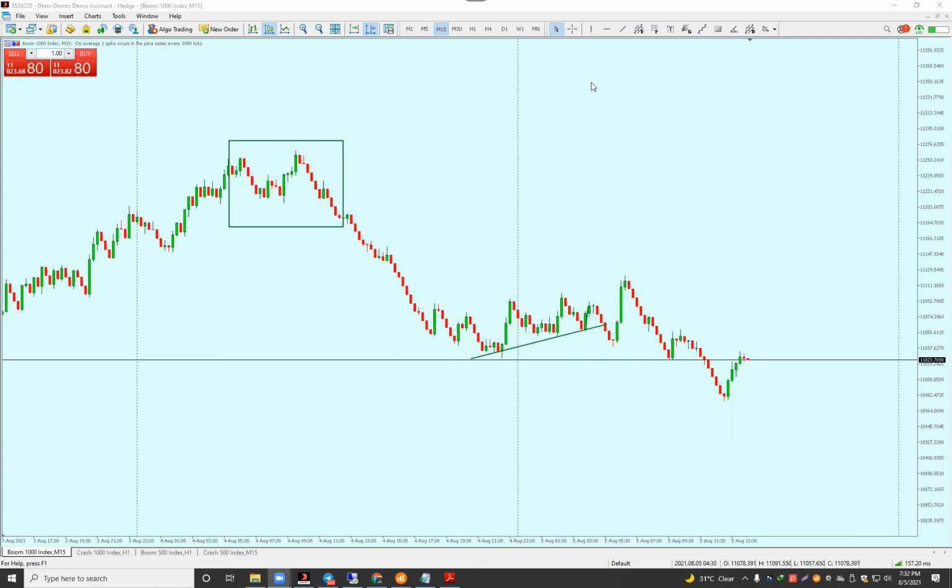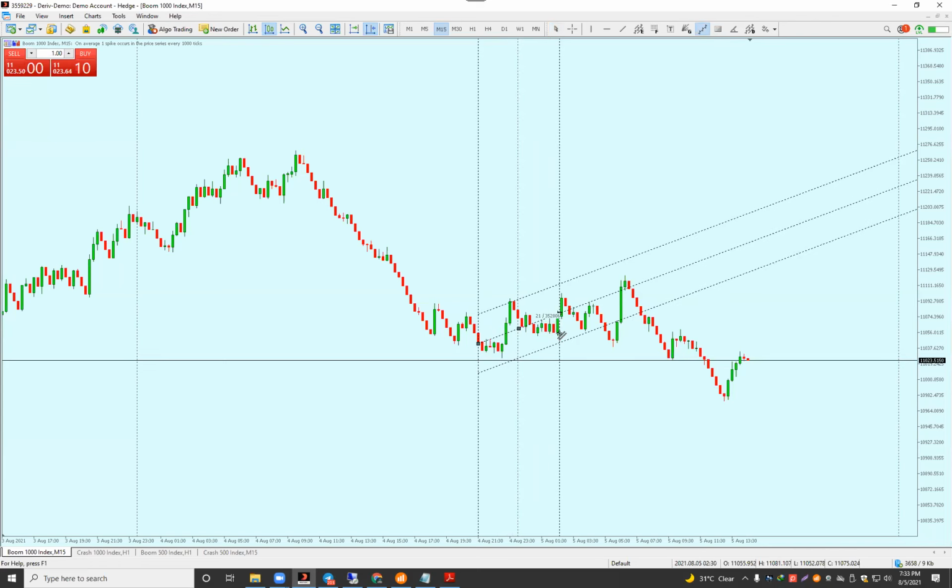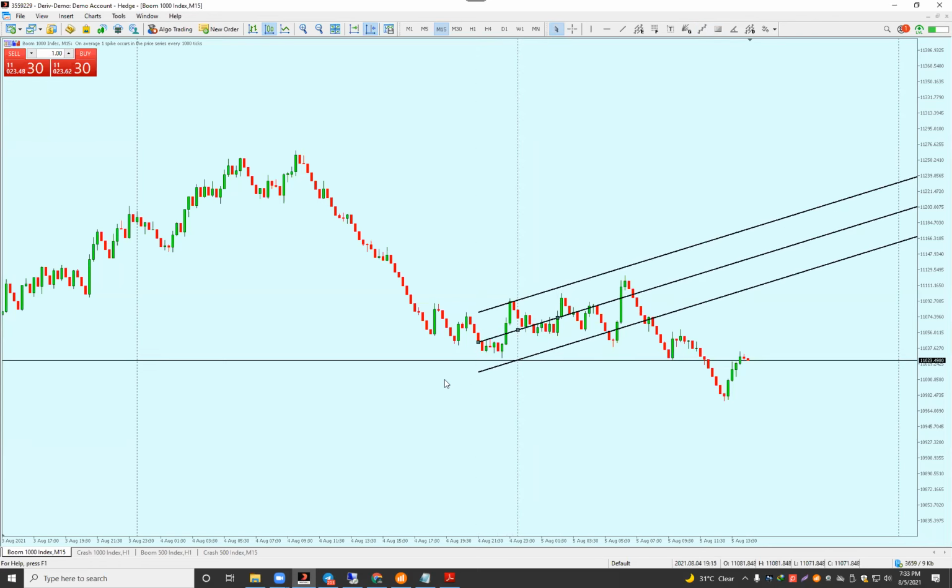There are so many types of trend lines and chart patterns you can use. Some are manual, and some you will find as tools here. I'm going to show you some tools. Here, that is a tool. This tool can give you the trend line here, right?